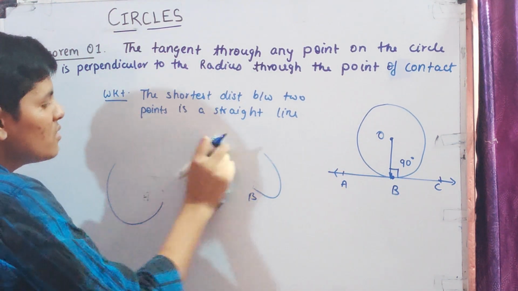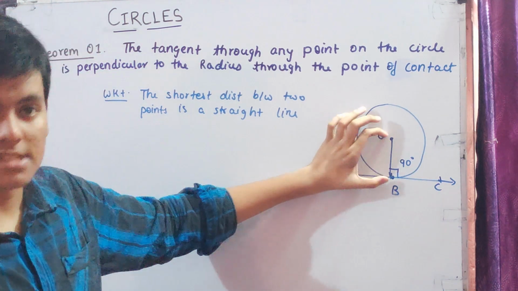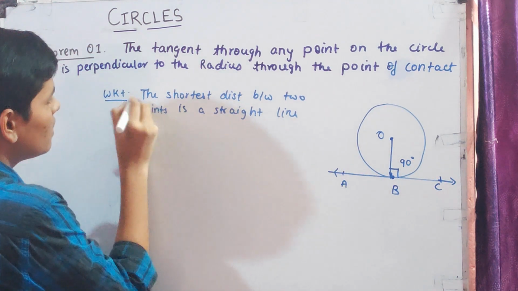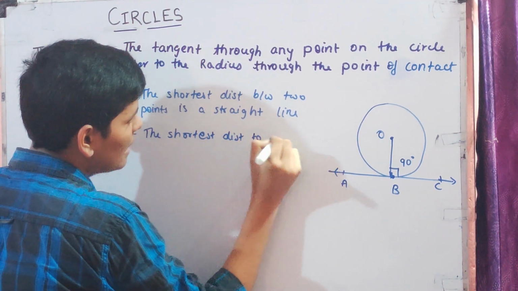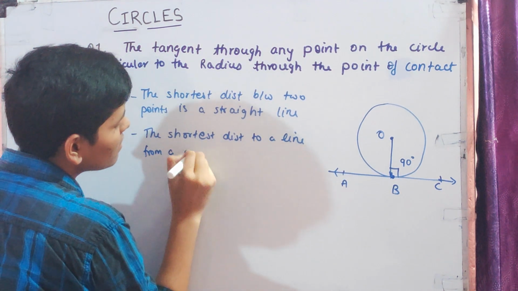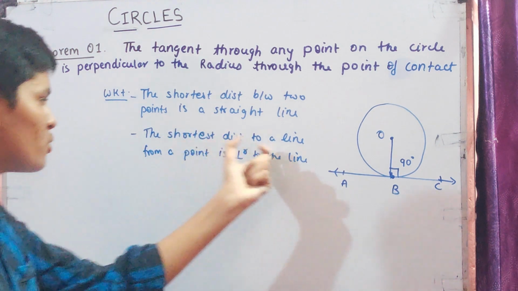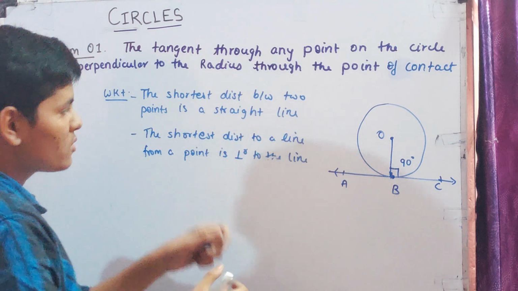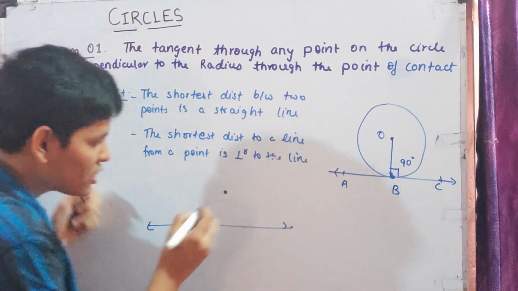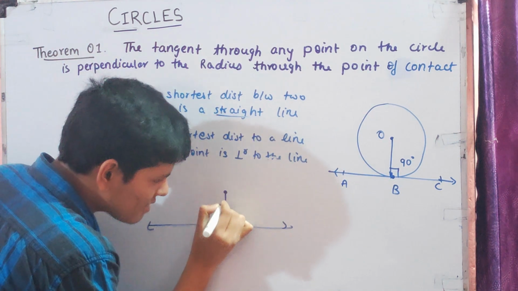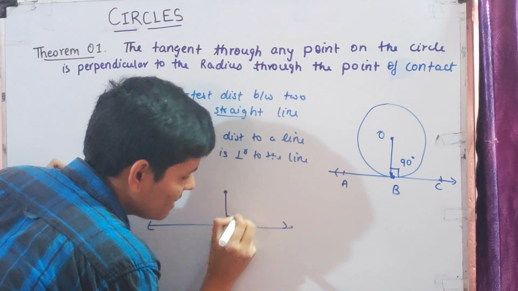And we also know one more thing, that the shortest distance to a line from a point is perpendicular to the line. Let me explain this. Suppose this is one point over here and this is a line over here. According to this, the shortest distance, we know, is a straight line. So if we draw a straight line, we are saying that the shortest distance to a line from a point is perpendicular. Hence, this angle will be 90 degrees.